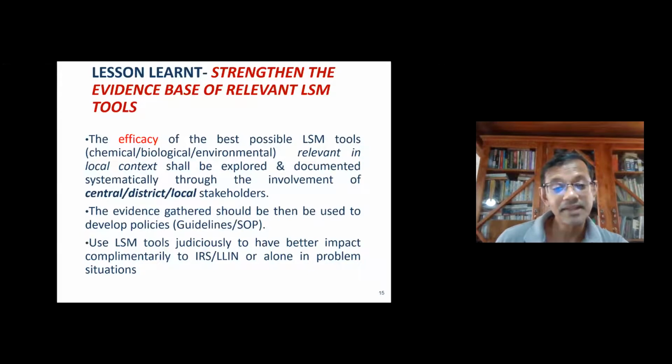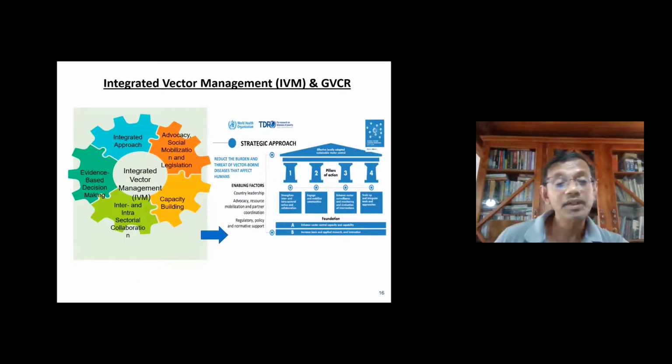And second, the evidence gathered should then be used to develop policies such as guidelines and SOPs. And also to use LSM tools judiciously to have better impact, complementary to IRS and LLIN or alone in problem situations. We have all been advocating integrated vector management since the 1990s, but not a single country so far has been able to incorporate IVM into their health system. I think the reason behind this is that the IVM modus operandi is highly complex and diffuse. That's why I think WHO in 2017 proposed the GVCR. GVCR explicitly described this.